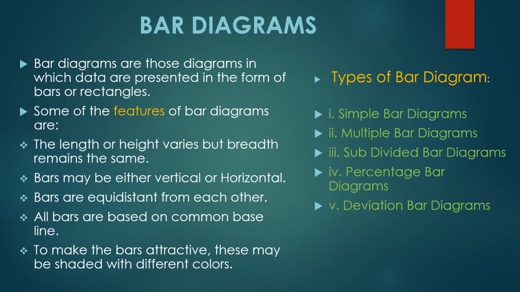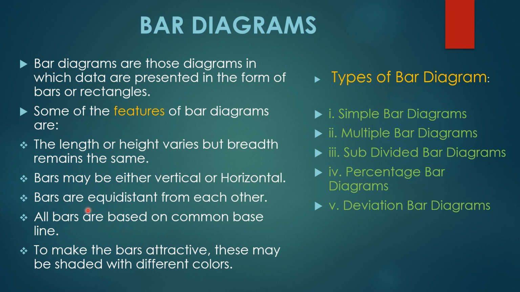Now let us understand bar diagrams. Bar diagrams are those diagrams in which data are presented in the form of bars or rectangles. Some of the important features of bar diagrams are: the length or height of each bar varies, but the breadth remains the same. This is the first feature. The next is that bars may be either vertical or horizontal, meaning a bar diagram can be presented vertically or horizontally.